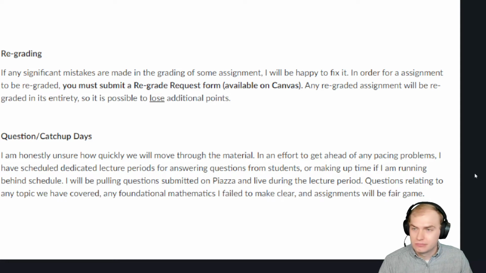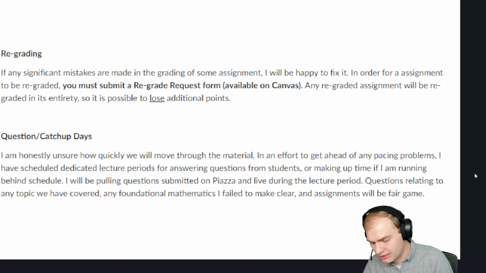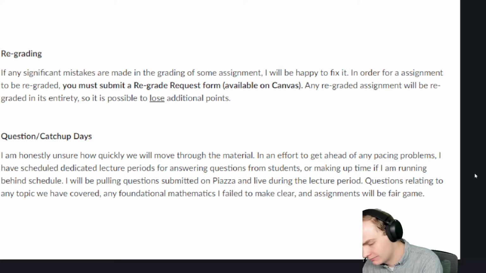Regrading. There's a regrade request on Canvas. I don't think I've actually uploaded that yet. Let me make a note of that.